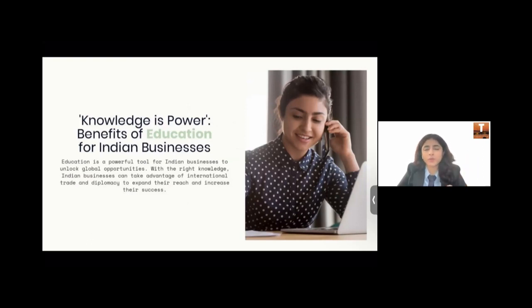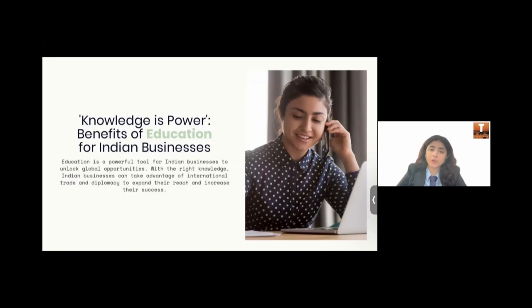So now we'll be talking about how education has its own benefits for Indian businesses. Education plays a crucial role in fostering the growth and success of Indian businesses. It also equips entrepreneurs, managers, and employees with the knowledge, skills, and mindset necessary to thrive in a competitive business environment.